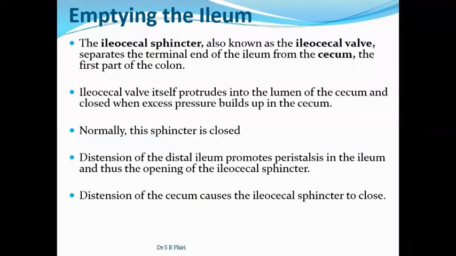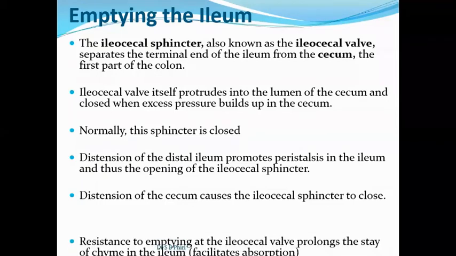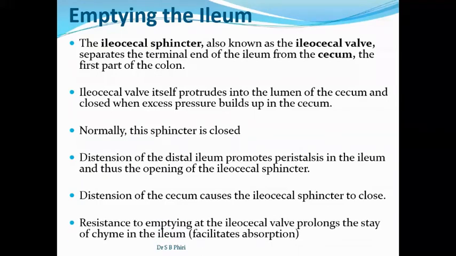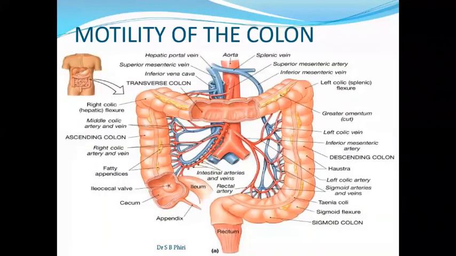Distension of the cecum causes the ileocecal sphincter to close. So when a lot of chyme has been emptied into the cecum, it will cause distension of the cecum that will cause the closing of the ileocecal sphincter or ileocecal valve. The resistance to emptying at the ileocecal valve prolongs the stay of chyme in the ileum. That will facilitate absorption, because now chyme will spend much more time in the ileum. That will provide enough time for absorption to take place.